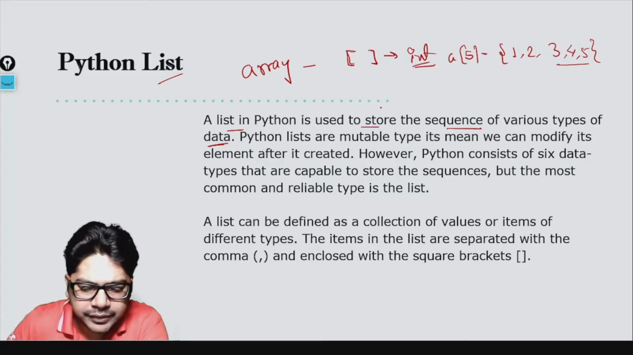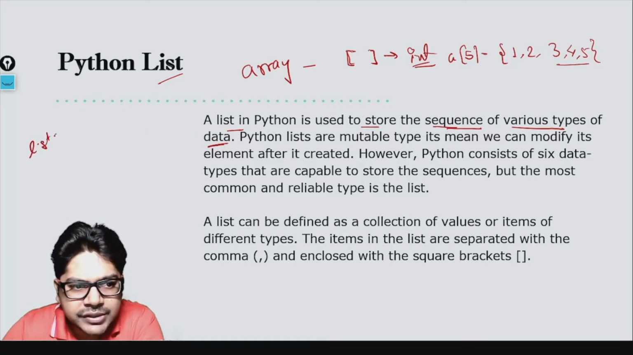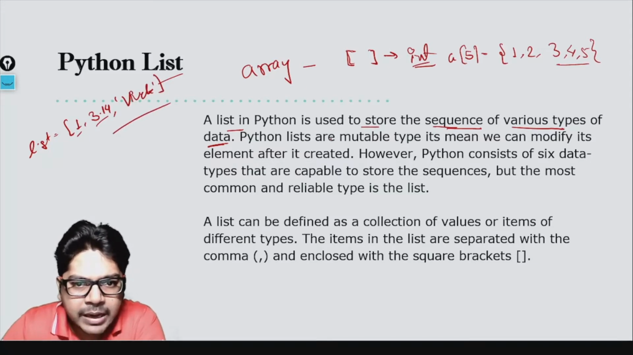How it works here is that a list in Python is used to store the sequence of various types of data. It means what? Here you can create a list like this, which is done again with a square bracket, but here you can have 1, you can have 3.14, which is a decimal. So this is integer, this is float, you can have Vivek, you can have anything, you can have a mix of all of them, all of different types of data. And Python lists are mutable types. It means we can modify its elements after it has been created. We can modify the elements of a list.